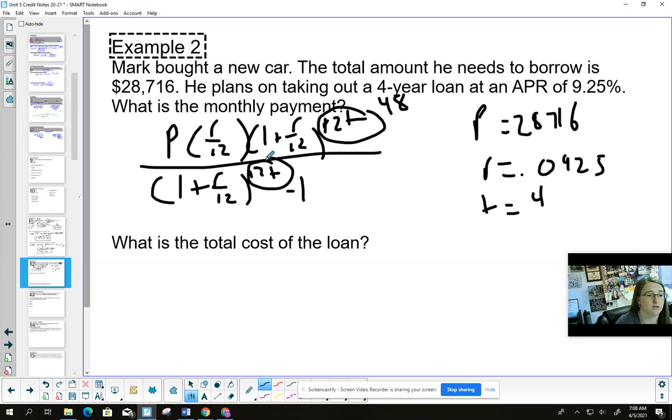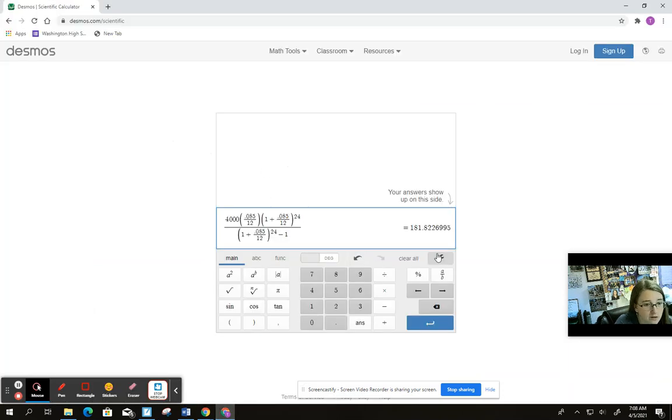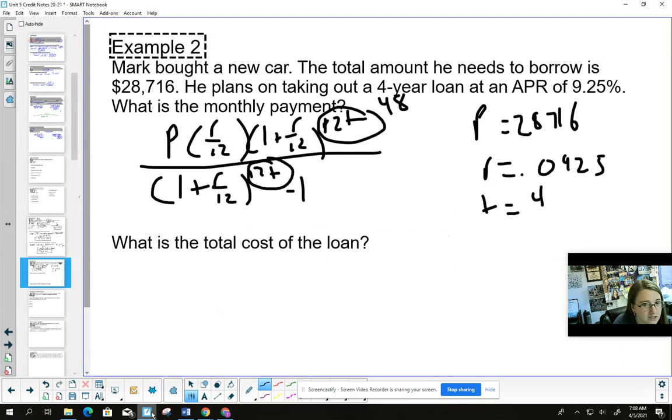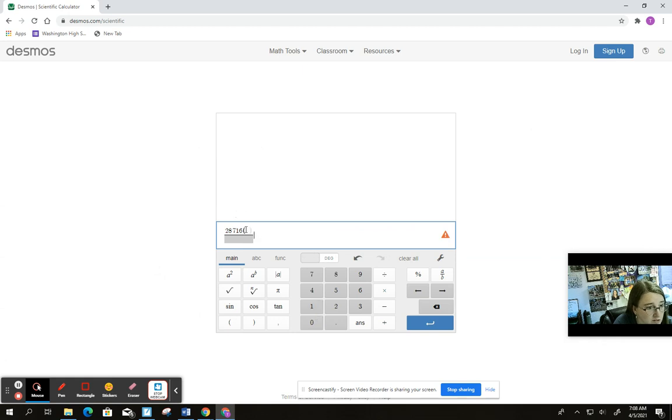So I'll make sure when I go to Desmos to replace that. I'm not going to write the whole thing out, though. 28,716. Okay, so let me clear this. I got to hit the fraction button first, otherwise you have to start over. I just talked too much and forgot the number. 28,716. Let's make sure I'm in the right spot. 28,716, parentheses. I believe this is 0.0925.